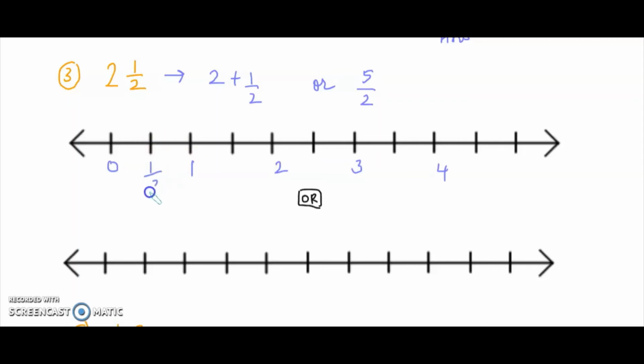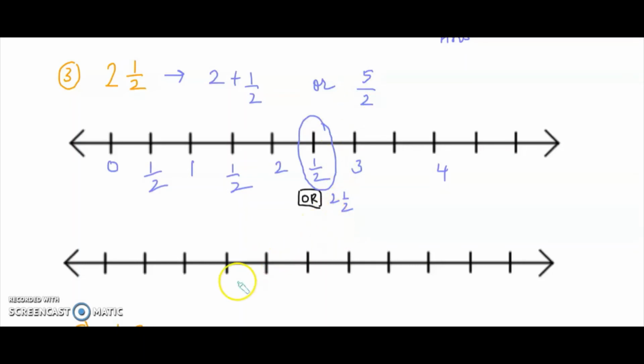So this is half, this is 1.5, this is 2.5, because after 2 and before 3, that is 2 plus half. So this number is going to be a 2.5. Okay, this is one way of representing.